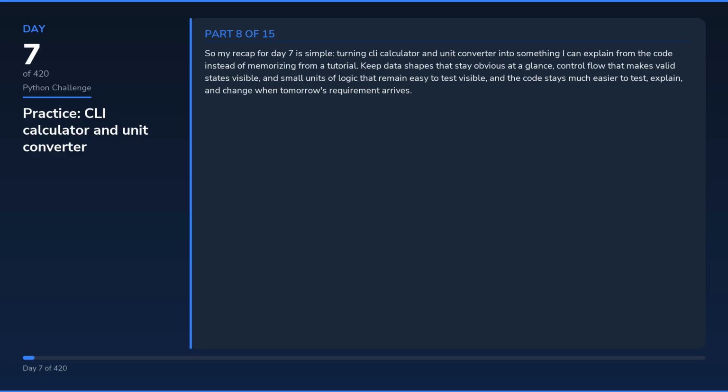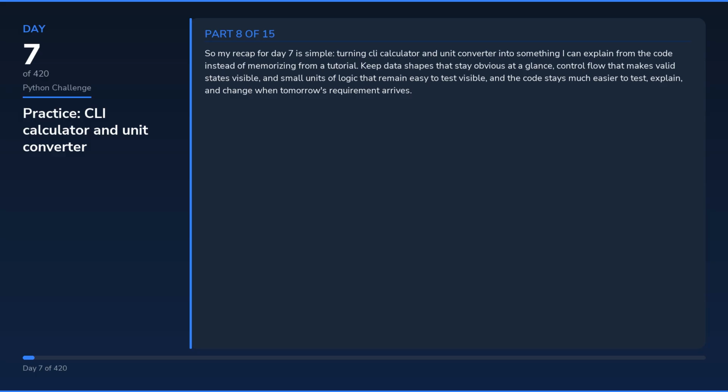So my recap for day 7 is simple: turning CLI calculator and unit converter into something I can explain from the code instead of memorizing from a tutorial. Keep data shapes that stay obvious at a glance, control flow that makes valid states visible, and small units of logic that remain easy to test visible, and the code stays much easier to test, explain, and change when tomorrow's requirement arrives.